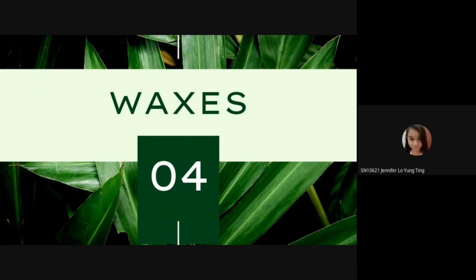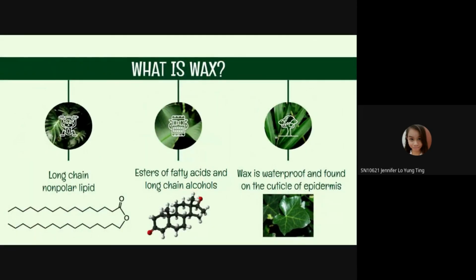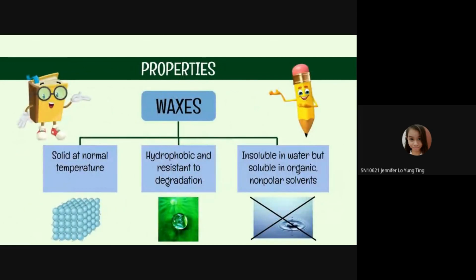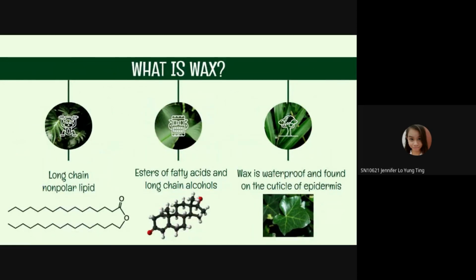Next, I will talk about wax. Next slide. Wax is a type of long-chain non-polar lipid. It is the ester of fatty acids and long-chain alcohols. These long chains cause waxes to be waterproof. Waxes can be found on the cuticles of the epidermis of leaves, fruits, or seeds of some plants. It can help to reduce water loss through transpiration.